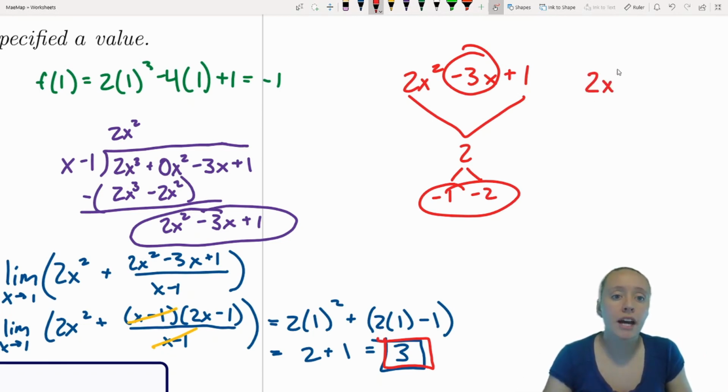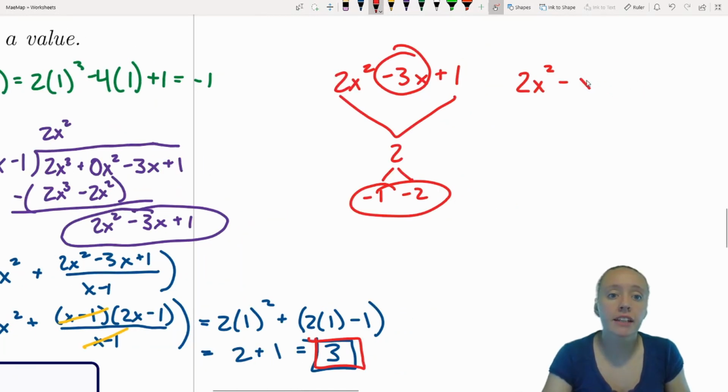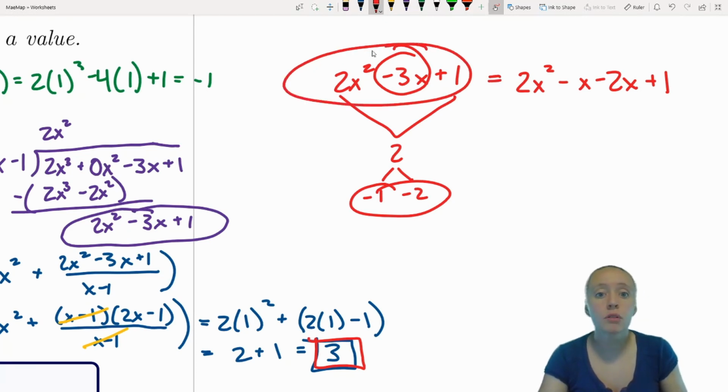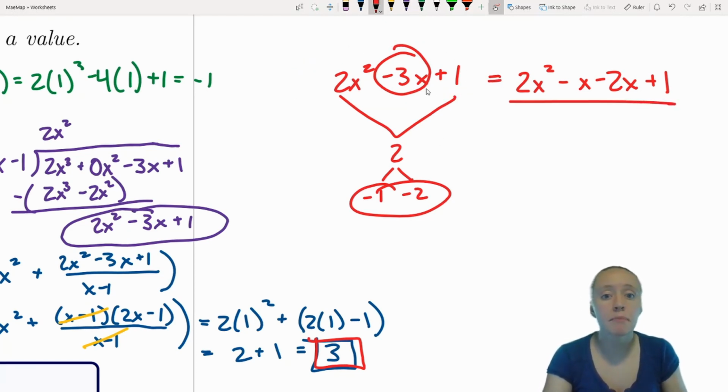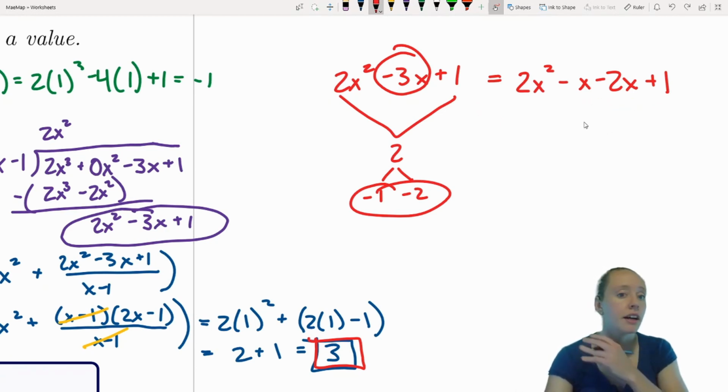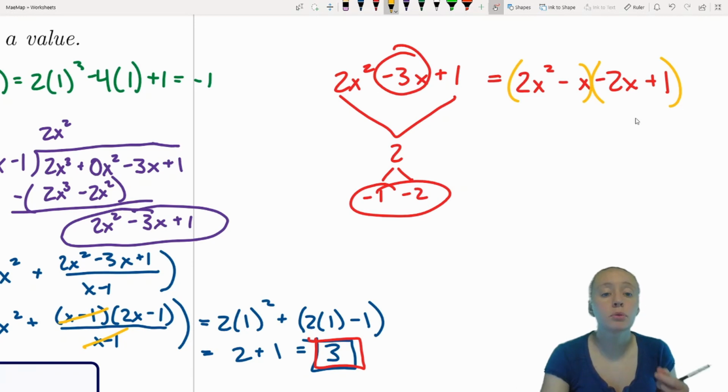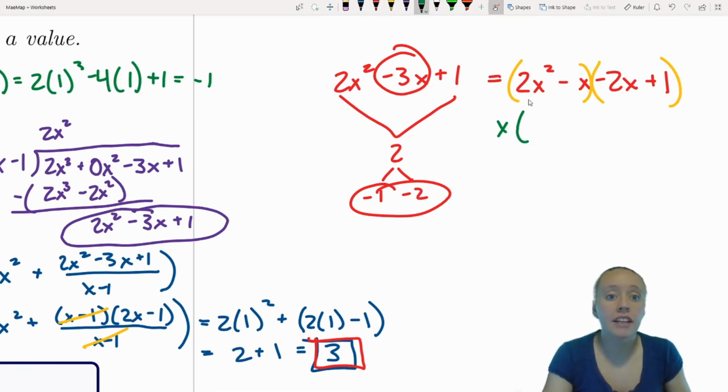So now I'll have 2x squared minus x minus 2x plus 1. So I just rewrote my polynomial, splitting up that negative 3x. But negative x minus 2x is still that negative 3x. It's still the same thing, but now I'm going to group my first two terms and my last two terms. So when I group those two terms together, I'm going to pull out the greatest common factor of each. So in this first chunk, my greatest common factor is x, so that leaves me with 2x minus 1.